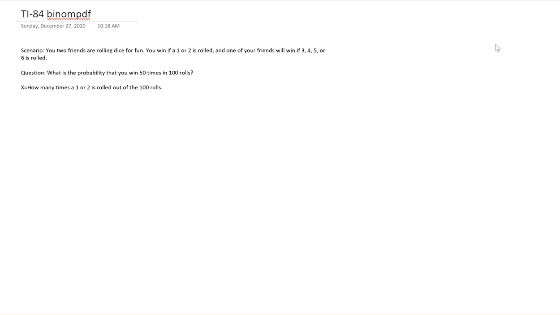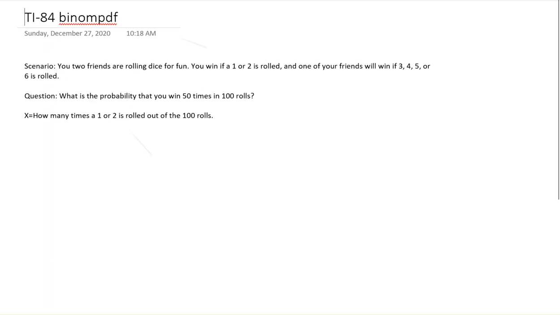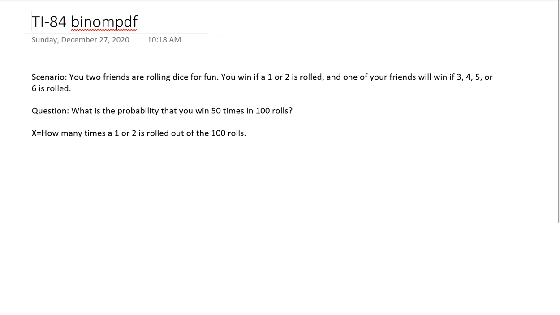So let's look at the scenario and the question we want to answer first. The scenario is you and two friends are rolling dice for fun. You are going to win if a 1 or a 2 is rolled, and one of your two friends will win if a 3, 4, 5, or 6 is rolled. So, the question we want to answer is, what is the probability that you win 50 times in 100 rolls?